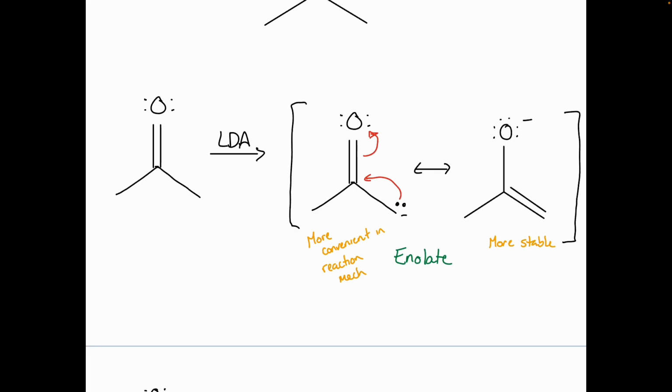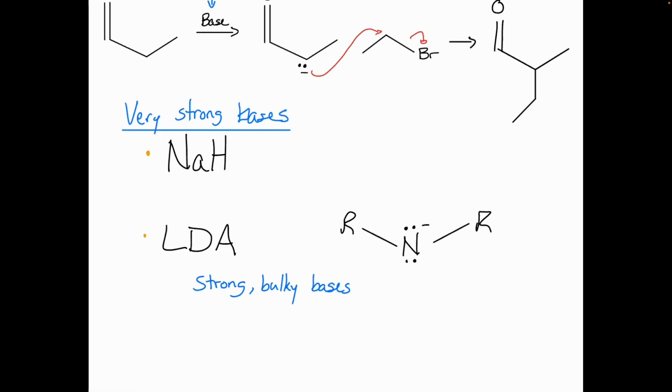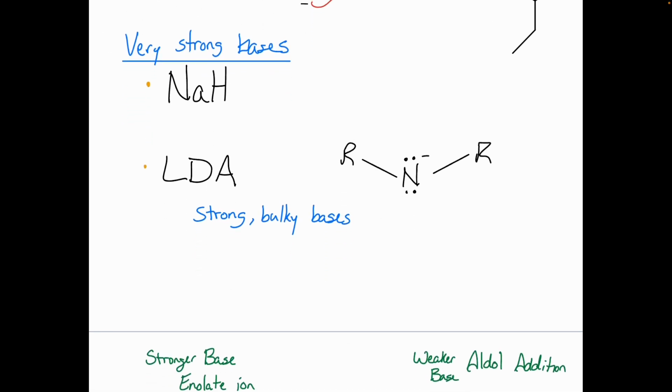All right, so at this point, we've got these two very strong bases. For right now, we're going to consider them to be the same thing. We're going to complicate things in a little bit. But we've got these two strong bases that we can use in our alkylation reaction. Another one that we talked about that we're going to review is alpha carbon halogenation reactions.